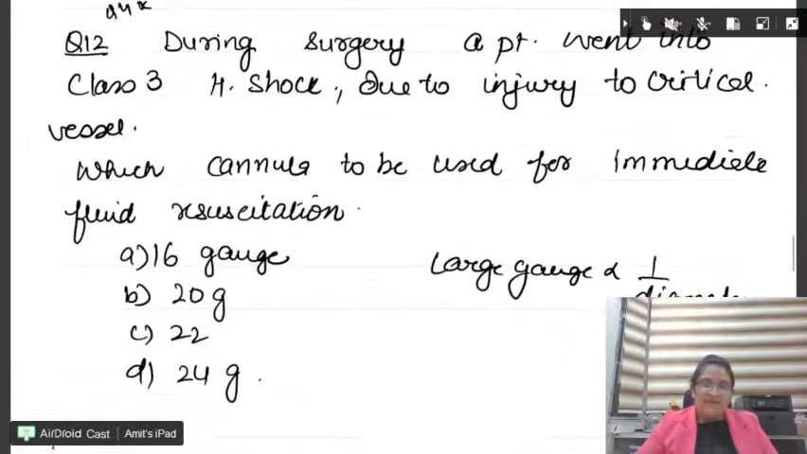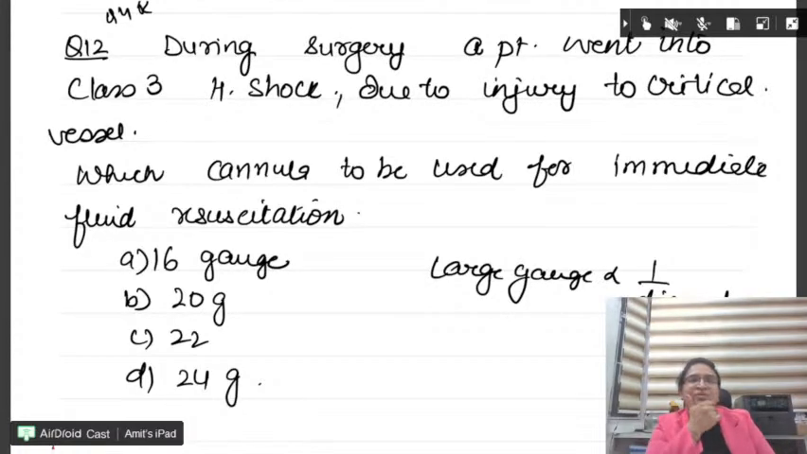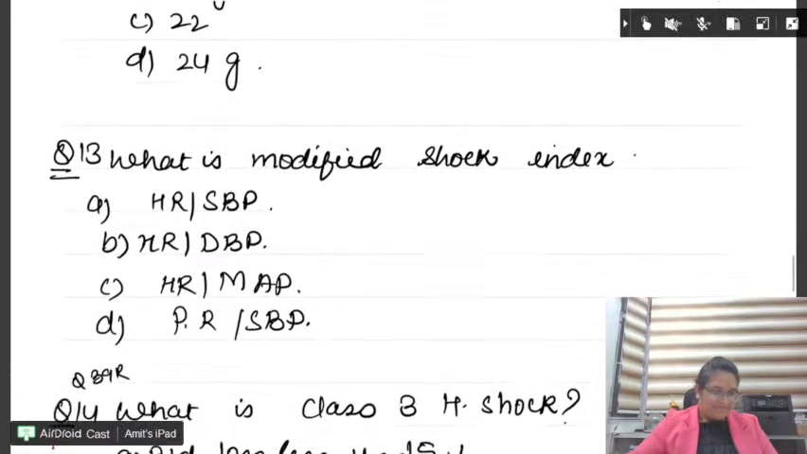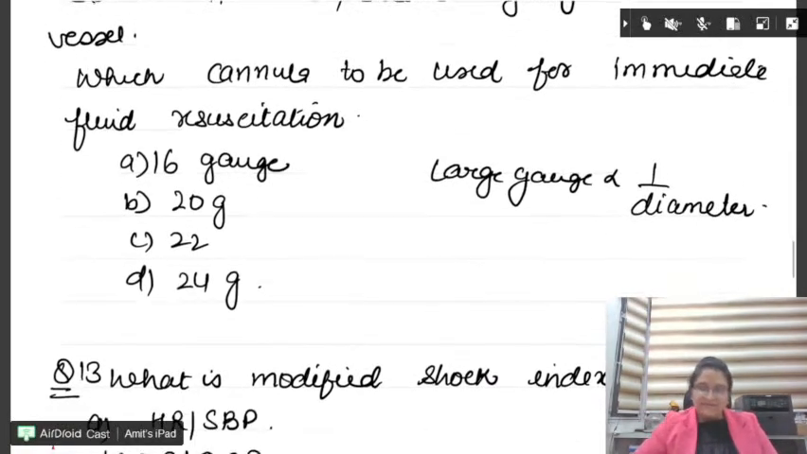Question number 12. During surgery, a patient went into class 3 hemorrhagic shock due to injury to a critical blood vessel. Which cannula is to be used? INI question. I am sure this question will be a little difficult. But question number 12 emphasizes one thing: past year questions. If someone has done past year questions, this question will be a piece of cake. Okay, next.